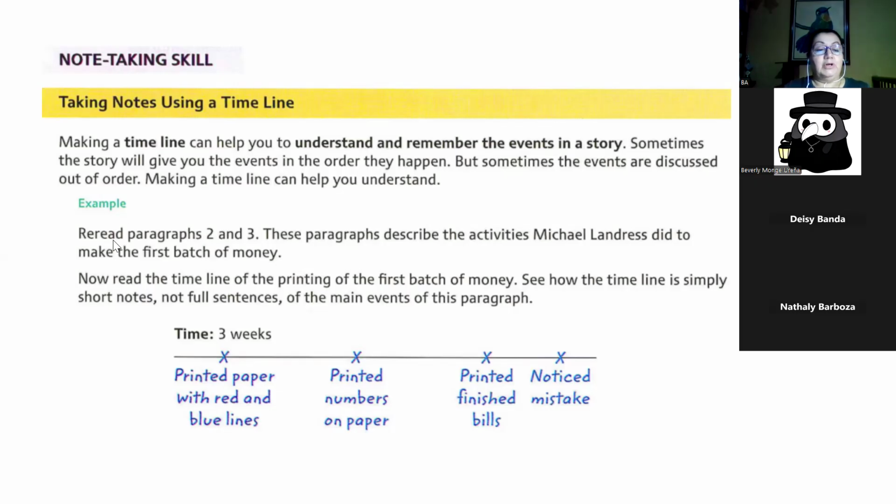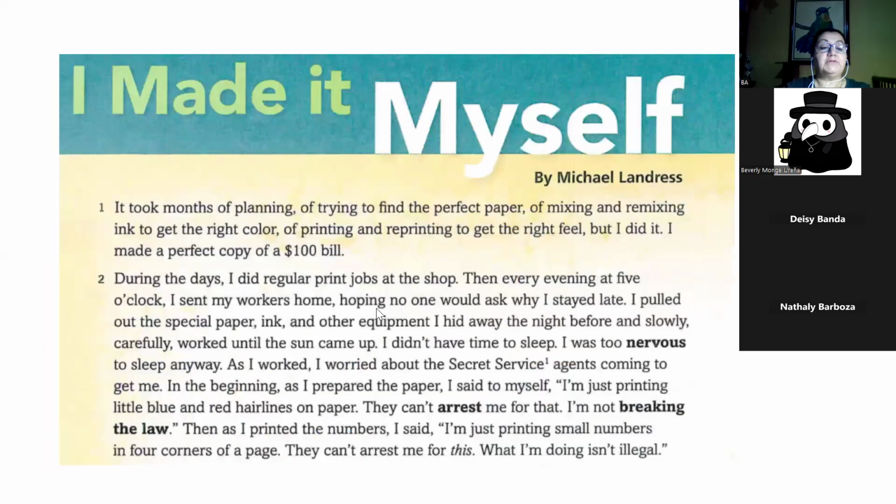So, example, reread paragraphs 2 and 3. These paragraphs describe the activities Michael Andrews did to make the first batch of money. Now, read the timeline of the printing on the first batch of money. See how the timeline is simply short notes, not full sentences of the events. Okay, so we're gonna go back to paragraphs 2 and 3, okay?